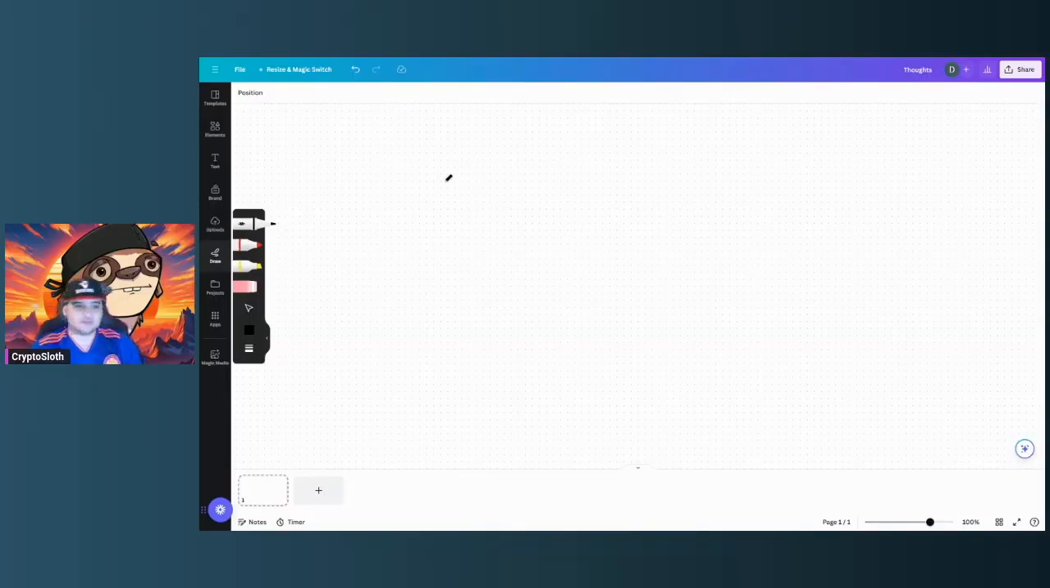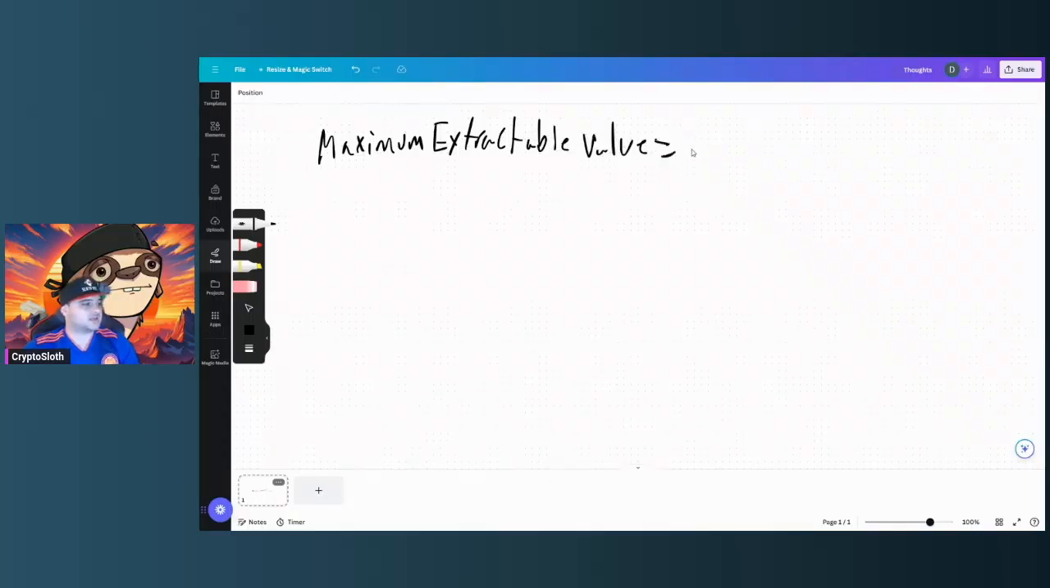So let's just define maximum extractable value. And we're going to represent this as M. MEV is a little confusing, so we're going to do ME little v. So MEV, maximum extractable value.